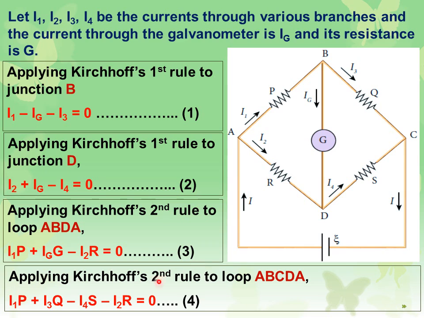And the fourth one, applying Kirchhoff's second rule to loop A, B, C, D, A. So A, B, C, D, A. The full loop, all four resistances we use here. So I1P and I3Q, we give I1 current and it also gets from I3. So I1P plus I3Q minus I4S, here we lose current, and again we lose current here at I2R.